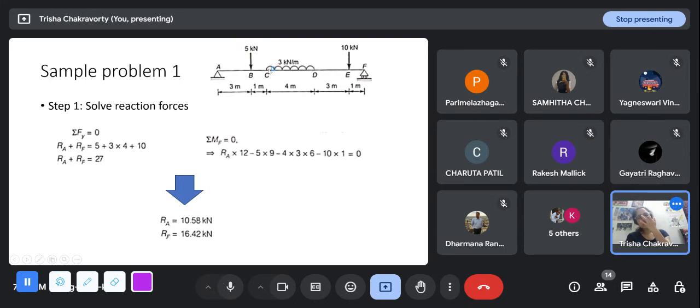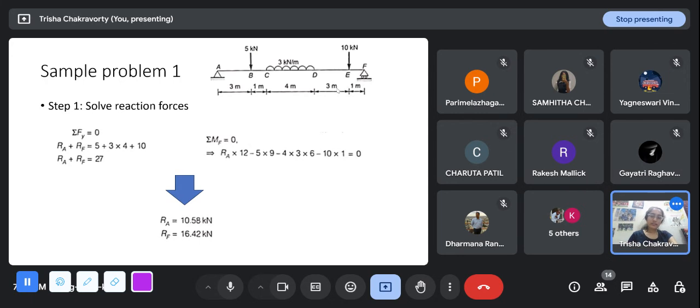And just note that I have taken the moment about F. So the moment applied by this force here is anticlockwise. But suppose someone else is solving the problem and they take the moment about A, they will also get the same answer. But if you are doing sigma Ma equal to 0, then look at this force. This force is applying a moment like this about A, and this is clockwise. So even for the same force, the sense of the moment applied depends on the point about which we are considering the moment.